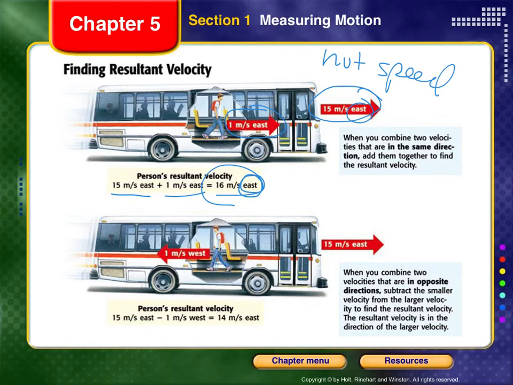You can actually subtract too. Let's say Patrick is walking in the opposite direction, going back to his seat. You would take away the velocity that's going the opposite direction here. So pretty straightforward, right? That is resultant velocity.